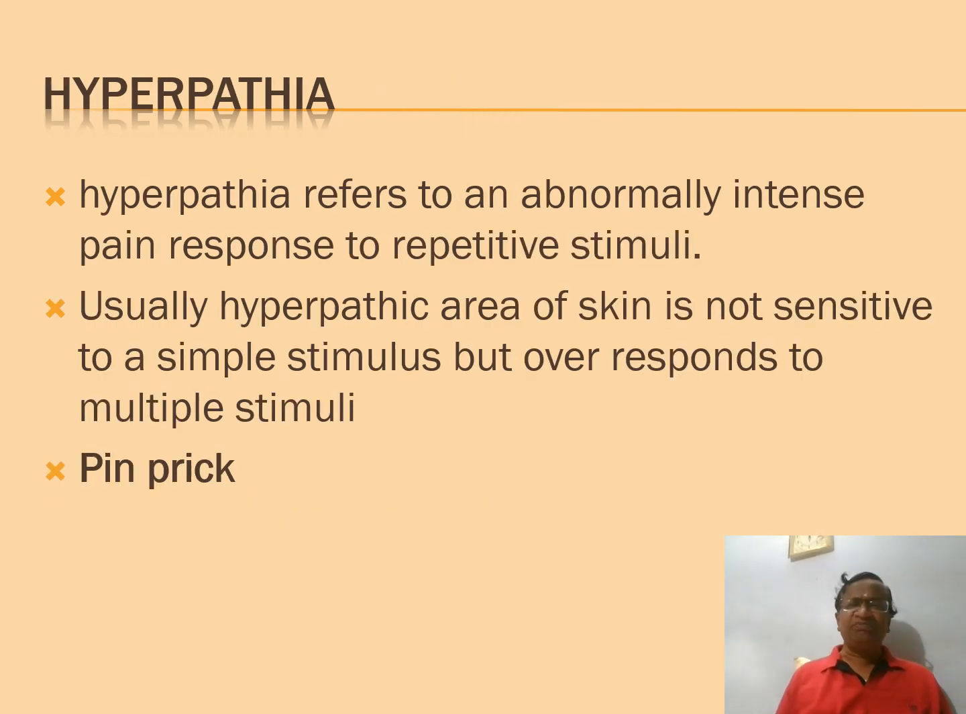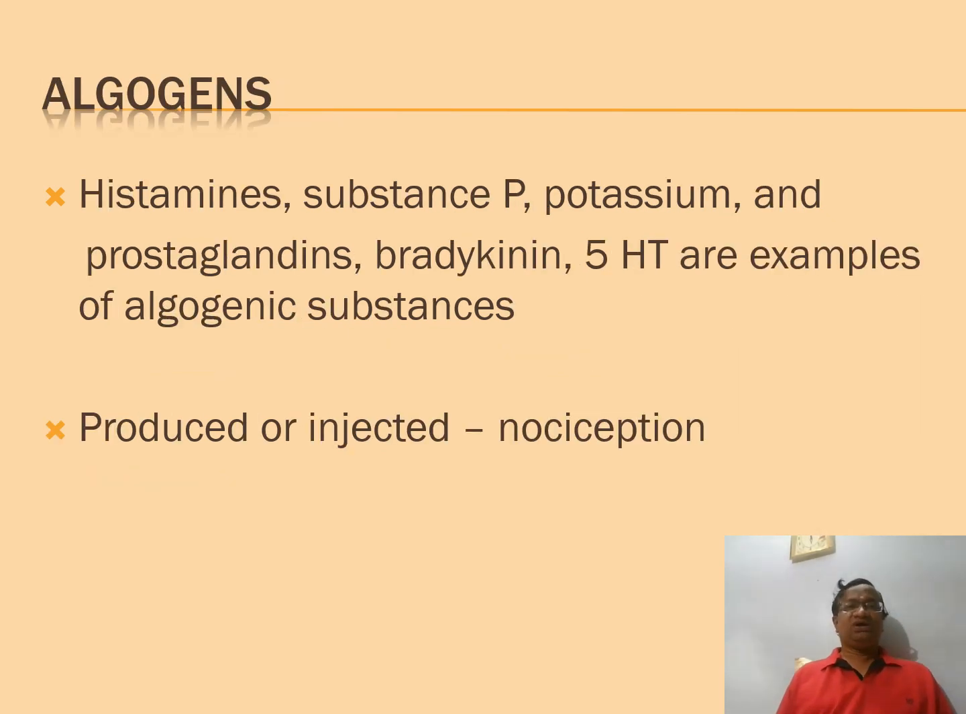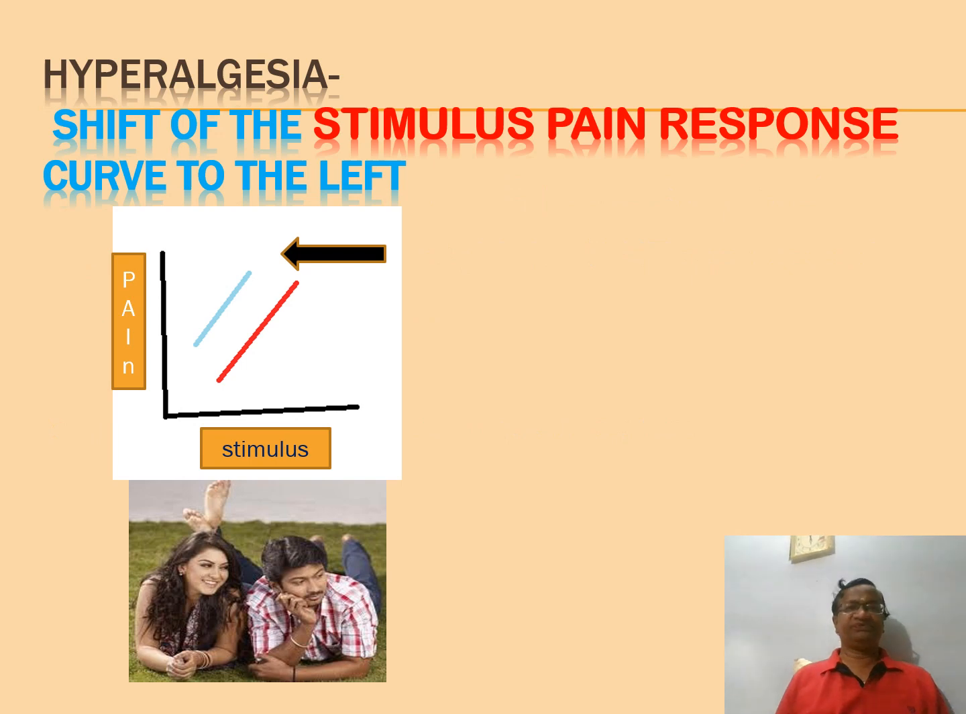Hyperpathia refers to an abnormally intense response to a repetitive stimulus. Algogens, algos, algesia means pain, analgesia means pain relief. Algogens are pain generators. What are these pain generators? Histamines, substance P, potassium, prostaglandins, bradykinins, serotonins, etc. When injected, they also produce nociception.